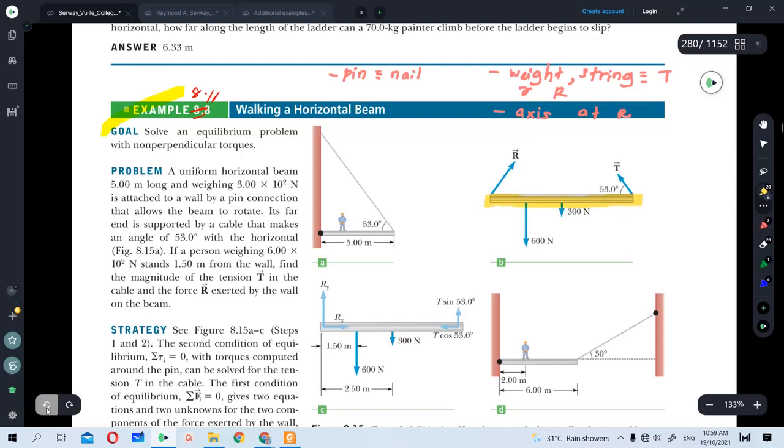In this figure, you will find that there are three types of forces. Number one, weight, tension, because there is a string, or should I say cable. And finally, there is this additional force, which is labeled as R, because the beam would be pinned or nailed to the vertical wall, as in the figure.